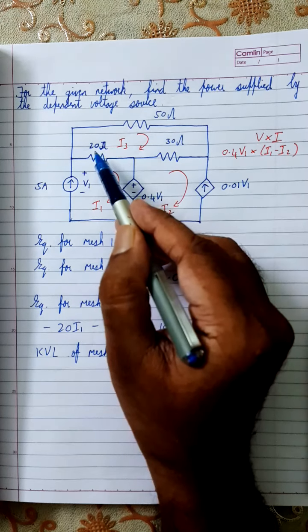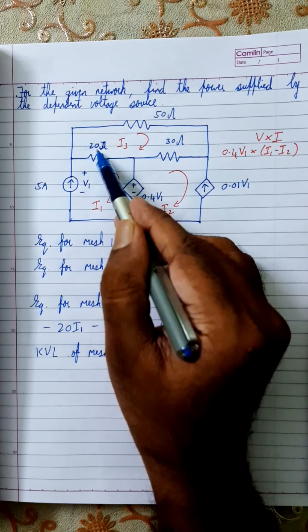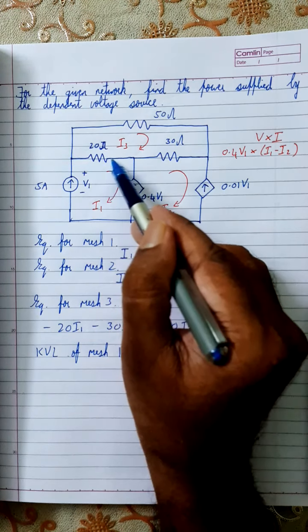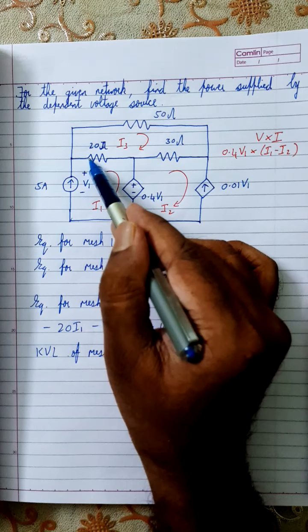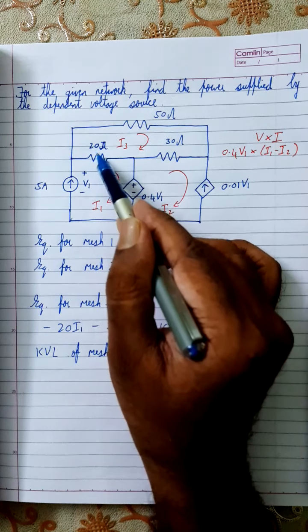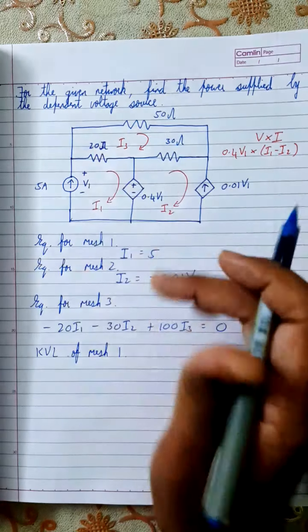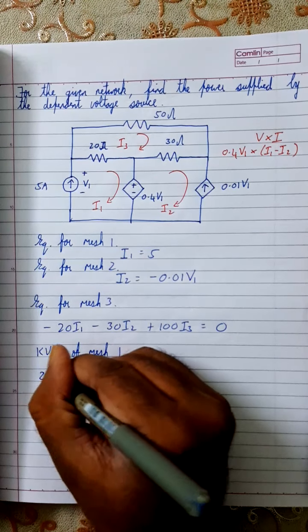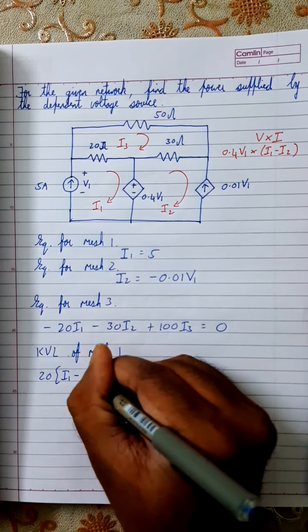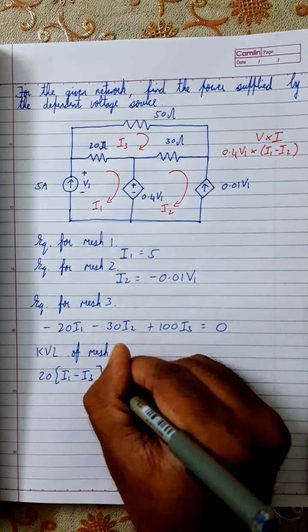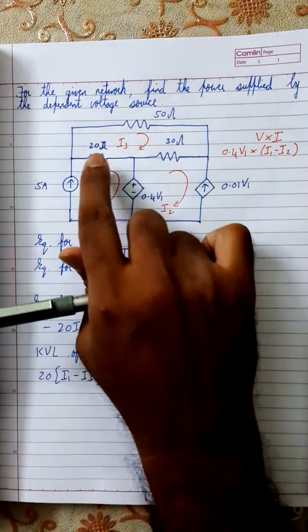Voltage drop over here, what is the resistor? It is 20 ohm. And what is the current over here? In this branch, the current is I1 minus I3, right? So therefore the voltage across this 20 ohm resistor is 20 into I1 minus I3. This is the voltage drop across this resistor.